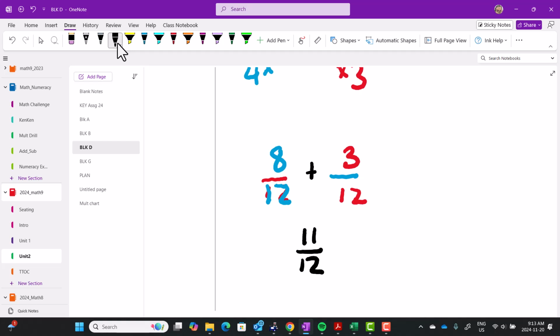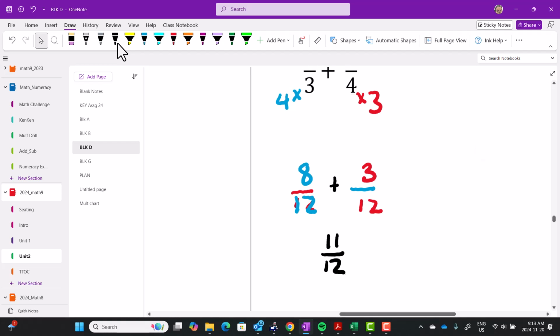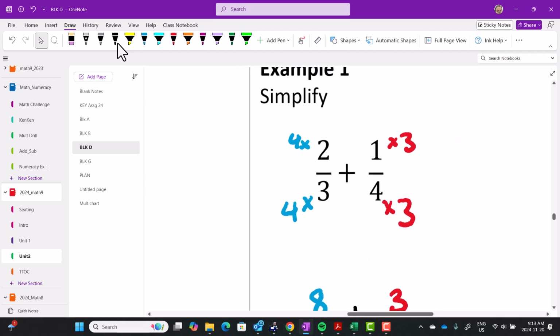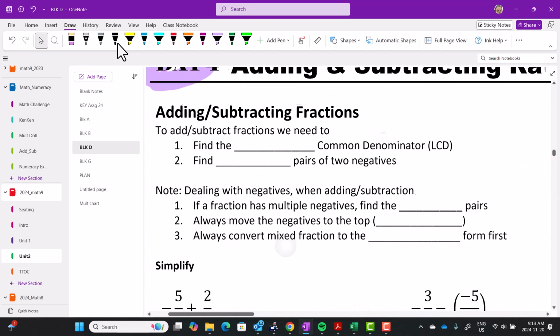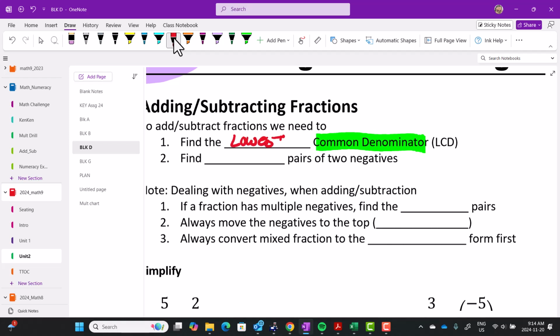So now, with adding and subtracting, we simplify not at the beginning. You don't do any of that cross stuff. We simplify at the very end. So we look and you go, are the bottom numbers the same? If yes, we can start adding right away. If they're not, we need to make the bottoms the same. All right, so that is called finding a common denominator. But we look for the lowest, right? And it's called an LCD.